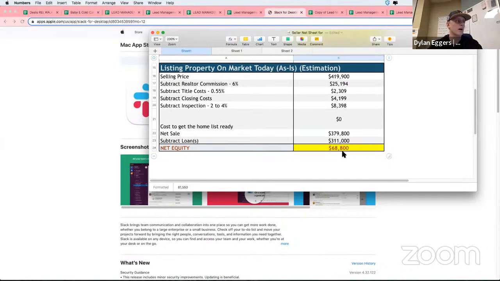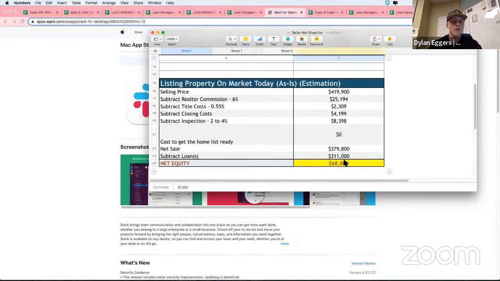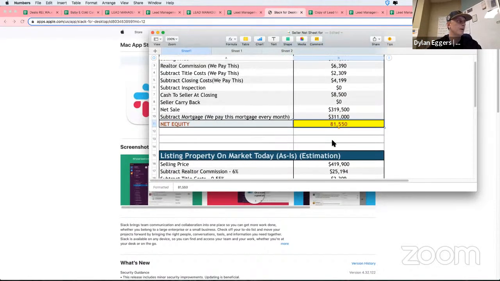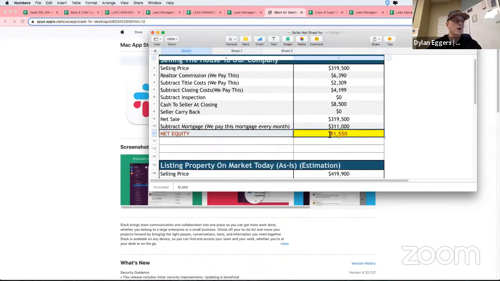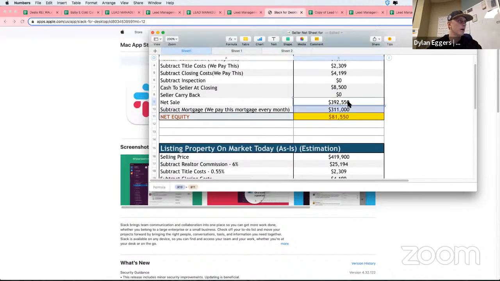Versus these people, 68,800. I am not going to be able to put all of that money as a down payment. It wouldn't be a good deal if I offer them 80,000 as a down payment. So here's what I'm going to show you. Net equity 81,550. Again, I am not going to give them all of this as a down payment. It would not be a good deal for us. I would be way overpaying for the property. So now here's the calculation. Once you plug in this number, it is automatically going to add it to your subtract mortgage, so your net sale is basically B10 plus B11.